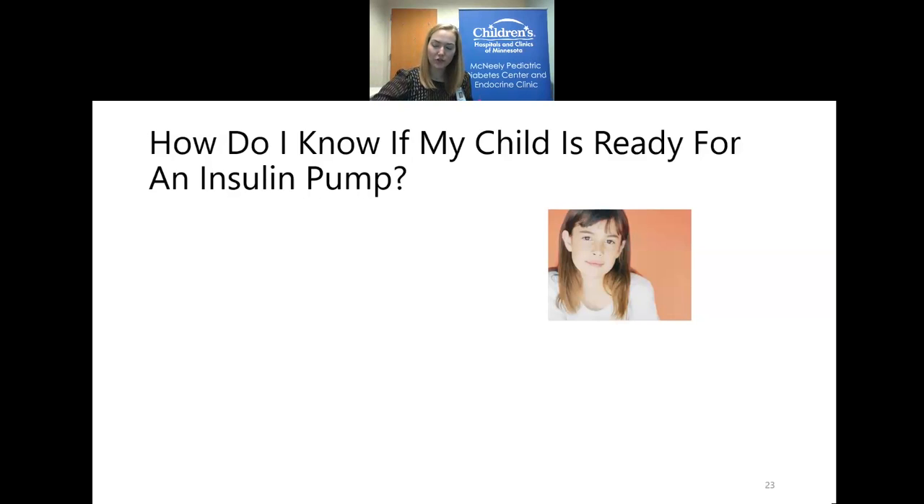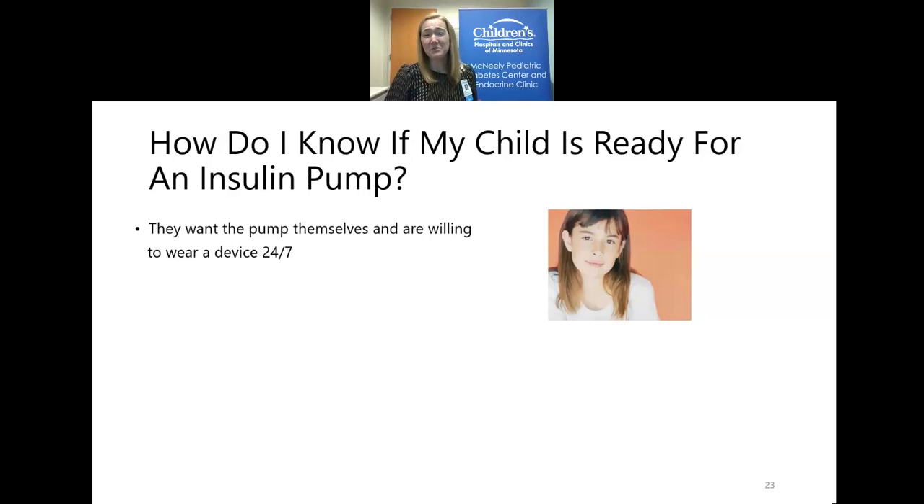Transitioning to a pump is a big decision, so we do want to make sure that our kids are on board and ready for a pump. First things first, do they actually want a pump? Or is this your provider, or the parents, or anybody else in their lives pressuring them? That's not helpful. Your kid is the one who's wearing that device 24/7, so they need to really want it themselves.